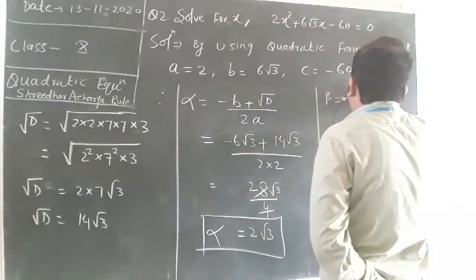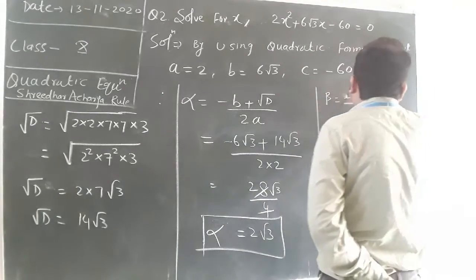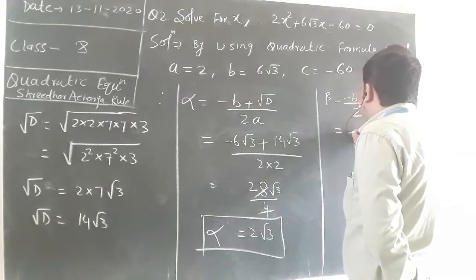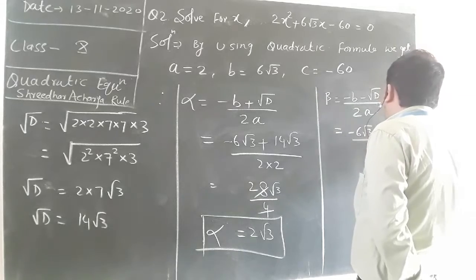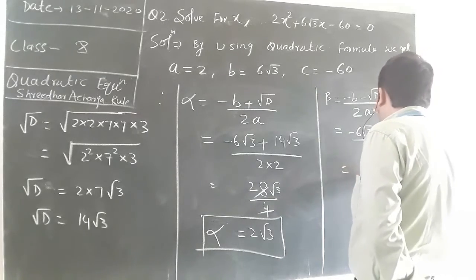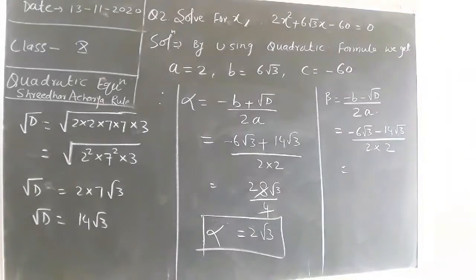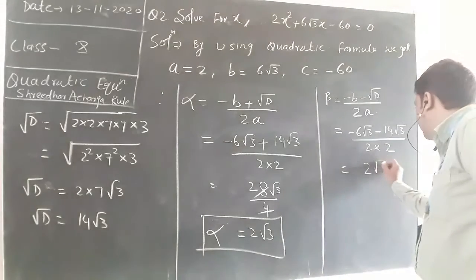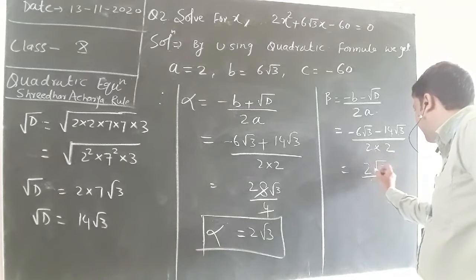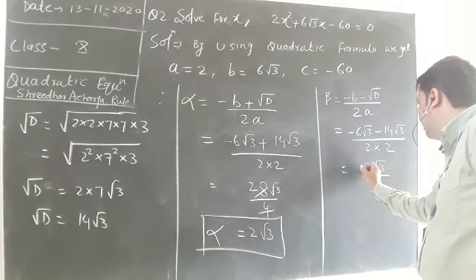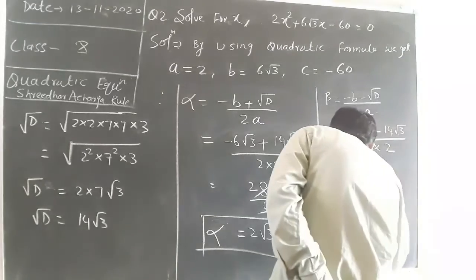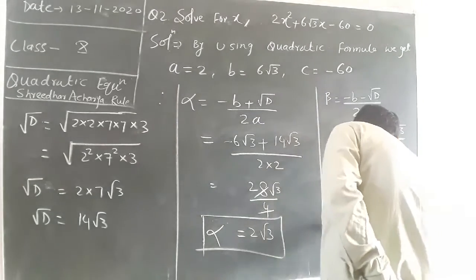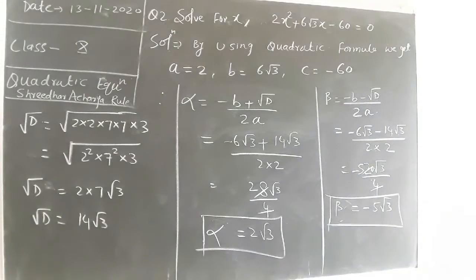Similarly, you can find beta. Beta is equal to minus b minus root D divided by 2a. Now minus 6 root 3 minus 14 root 3 divided by 2 into 2. 14 plus 6 is 20 root 3, 20 root 3 divided by 4. 4 fives are 20, so minus 5 root 3 will be the value of beta. Okay, this is the process to find the value of alpha and beta.